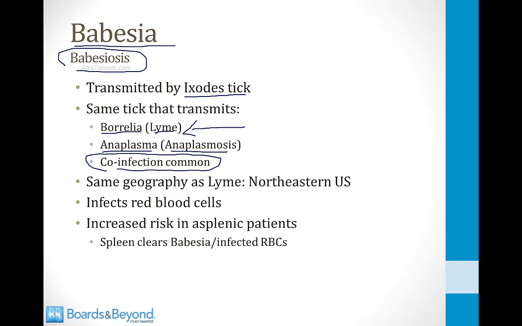Babesia has the same geography as Lyme. It happens in the northeast United States, so places like Connecticut and Massachusetts and New York. It infects red blood cells, and this is similar to Plasmodium, which infects red blood cells and causes malaria. And one thing to know is that patients who are asplenic, so if they've had their spleen removed, are at increased risk for Babesia because the spleen clears the red blood cells that are infected, and it obviously can't do that if you don't have a spleen.